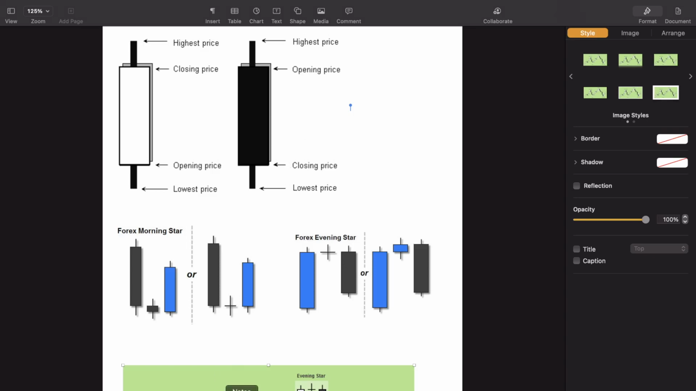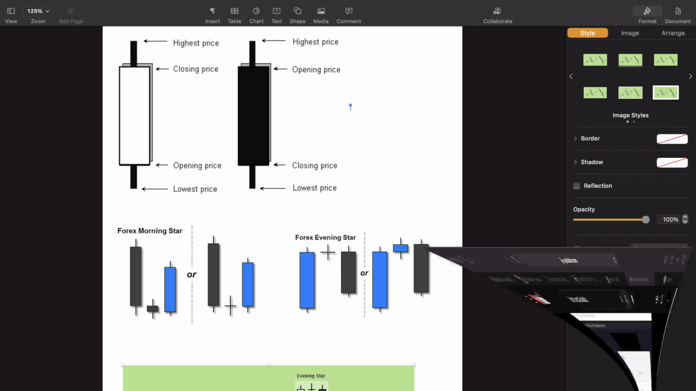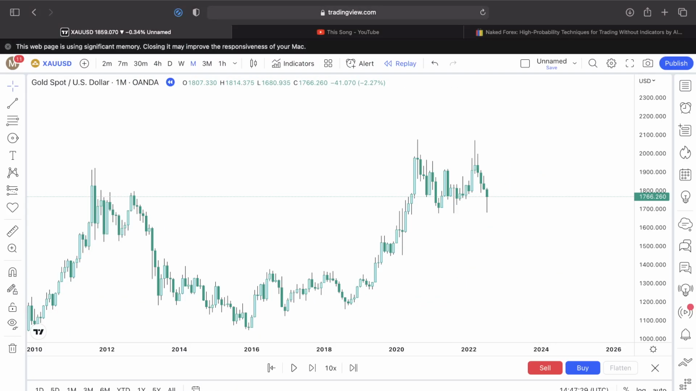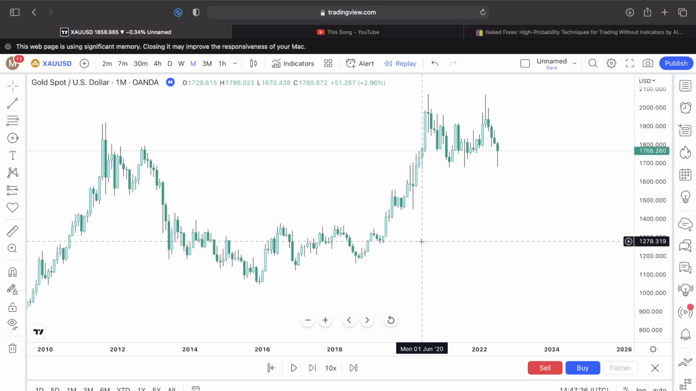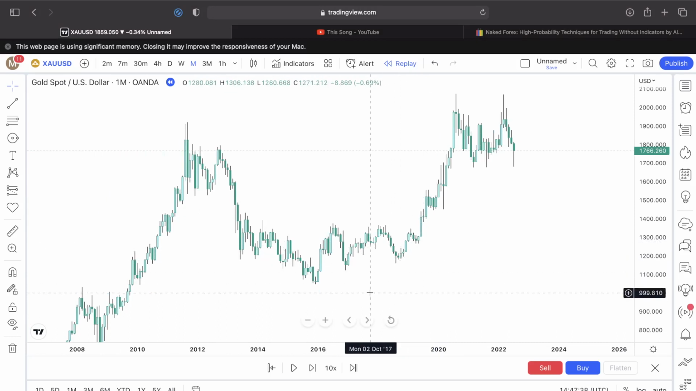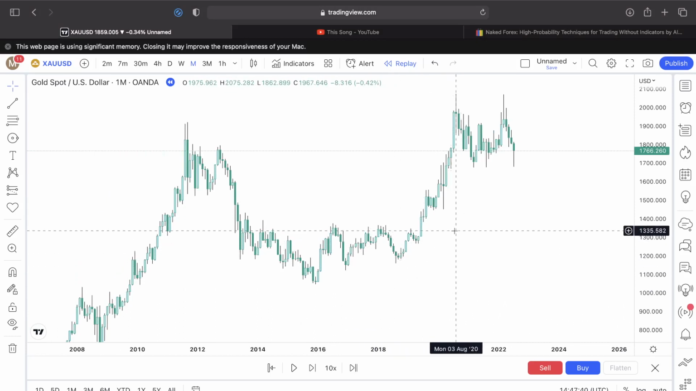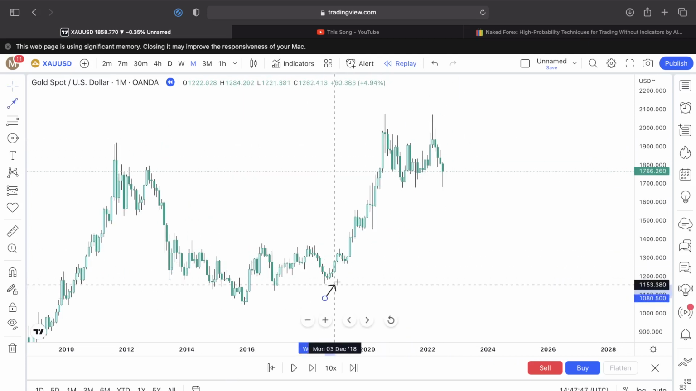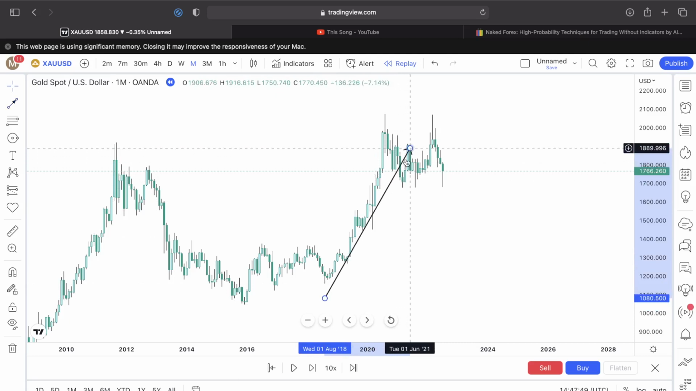So when we quickly check there, we can see that gold, from 2018 to 2020, was in a bull market. It was a bull run. We can see people were buying and buying and buying.